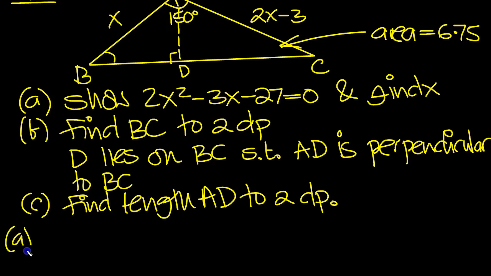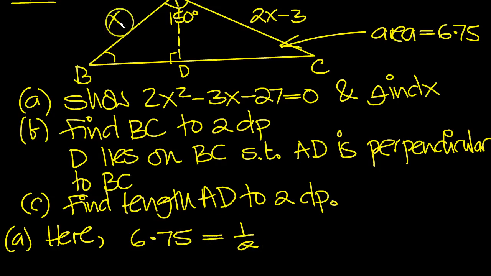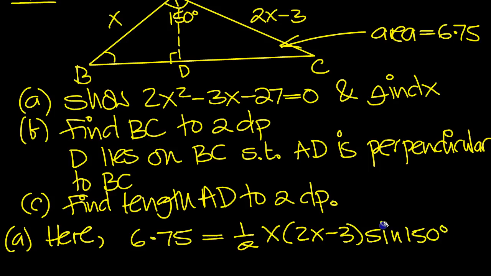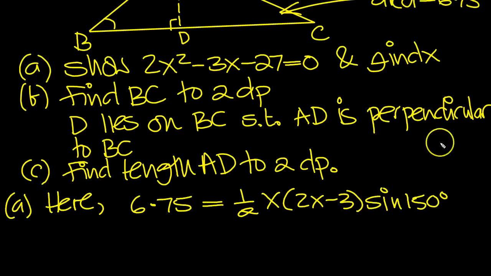So part A, here the area, which is 6.75, is equal to half BC sine A, isn't it? This times the sine of the included angle. X times 2x minus 3 then, times sine of 150, which we know to be a half. Tap it in the calculator if you need to. So half times a half is a quarter, so move that up to the other side and it becomes a 4, doesn't it? A quarter, move that up to be 4.